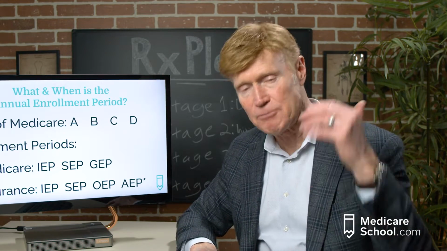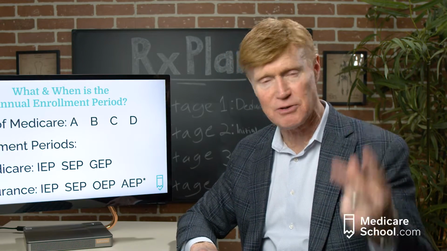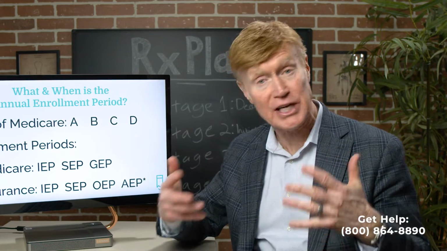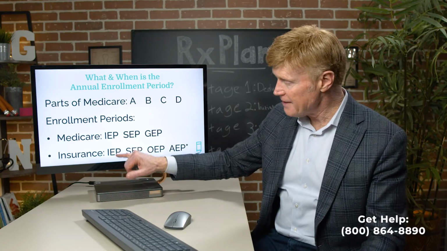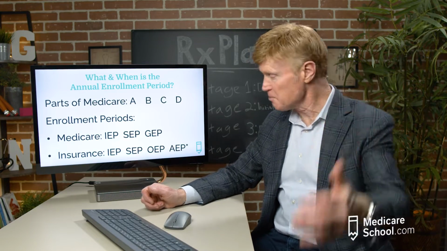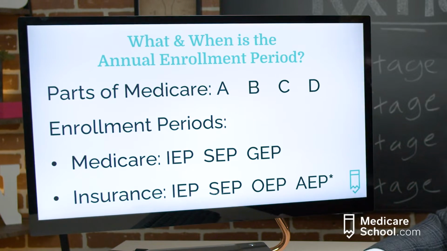Now, beyond that, most people are going to get other insurance products, right? Supplemental plans, drug plans, Advantage plans. And so now that would be called insurance products. And again, we have enrollment periods to get those. And so we have an initial enrollment period at 65 to buy plans, insurance plans. We can come in after 65 and still buy those plans. That's the special election period.